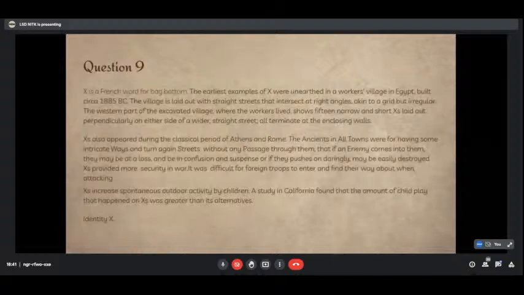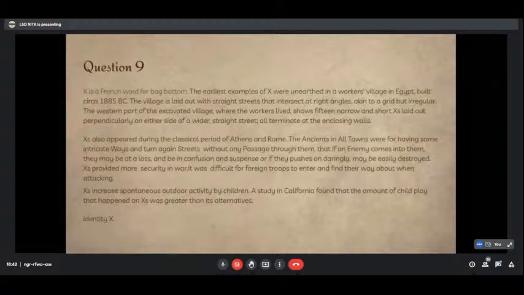X is a French word for bag bottom. The earliest examples of X were unearthed in a workers' village in Egypt, built circa 1885 BC. The village is laid out with straight streets that intersect at right angles, akin to a grid, but irregular. The western part of the excavated village, where the workers lived, showed 15 narrow and short X's laid out perpendicularly on either side of a wider, straight street. All terminate at the enclosing walls.